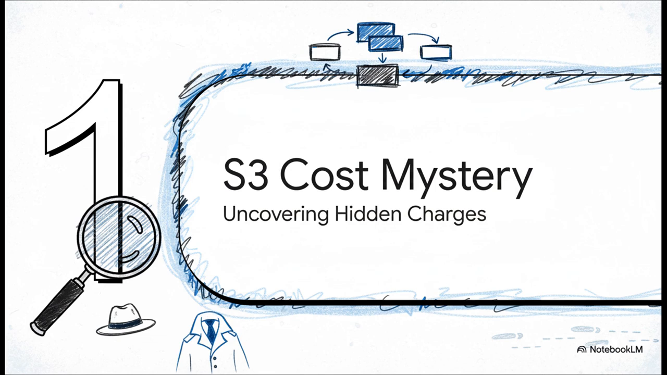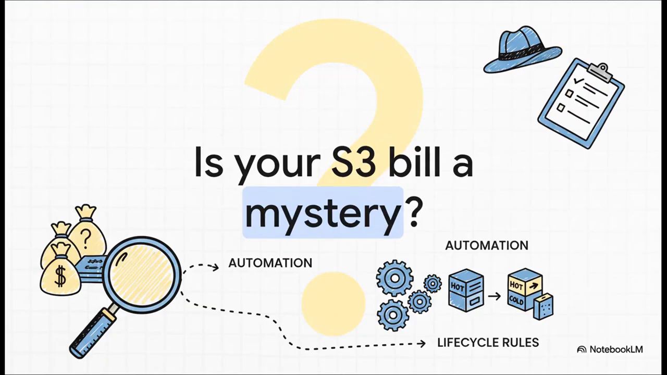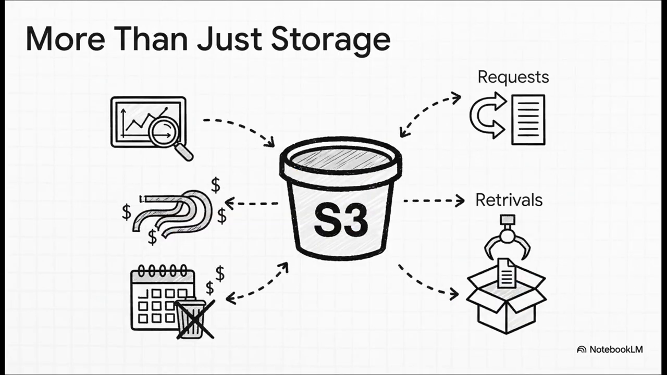Okay, let's kick things off with part 1, the S3 cost mystery. We're going to uncover those hidden charges that have a knack for showing up on your bill when you least expect it. So, does this whole thing feel familiar? You think you've budgeted perfectly for storage, but that final bill, it's just a total mystery. It's a super common case, but trust me, the clues are all there. And as you're about to see, understanding things like lifecycle rules and automation, well, that's the key to solving it. And here's our first major clue, maybe the biggest one of all.